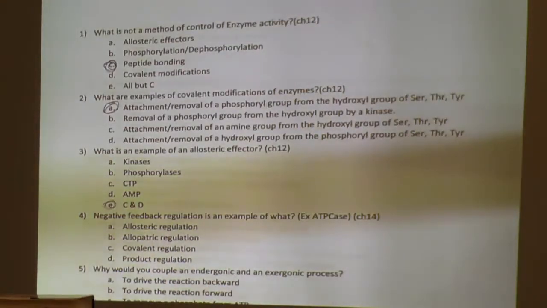Negative feedback regulation is an example of what? What is negative feedback regulation? So negative feedback regulation is when the product goes back to the beginning of the process and stops it from happening, like stops enzymes from working. It's going to be allosteric regulation.